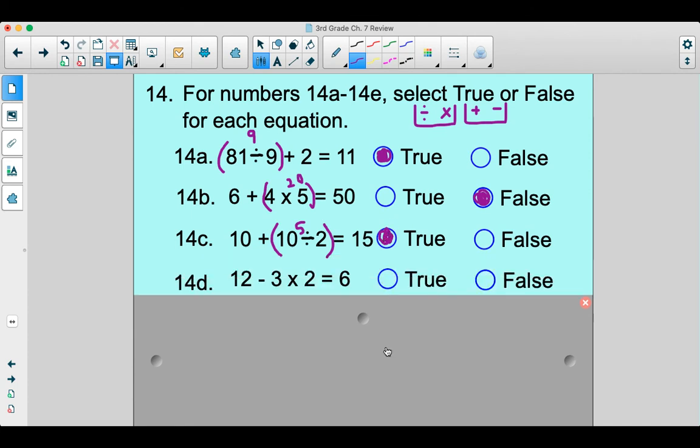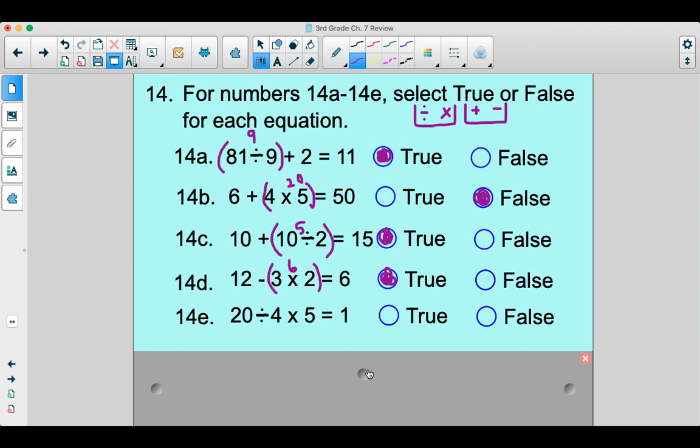All right, 14D, here it comes. Which one's first, subtraction or multiplication? It's multiplication first, so let's put a little hug around it. The hug is called parentheses, right? 3 times 2 is 6. And then we go back to the start and we go 12 minus 6. So does 12 minus 6 equal 6? The answer to that is yes, true.